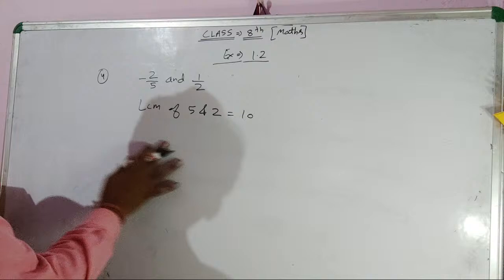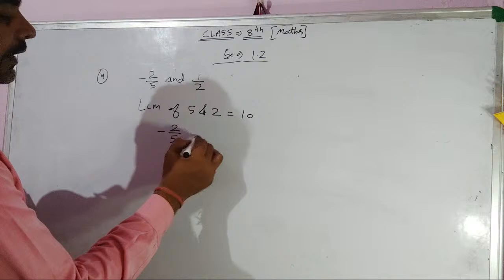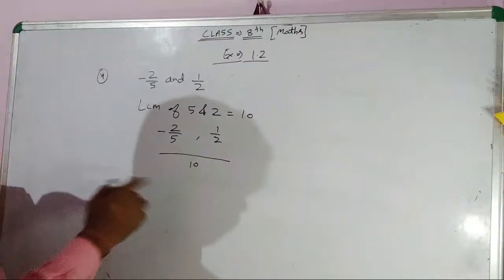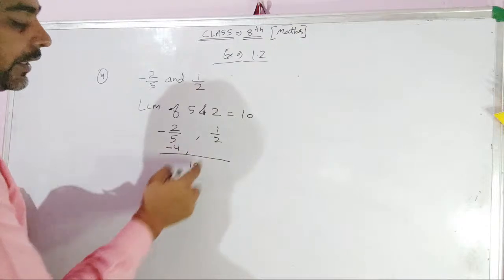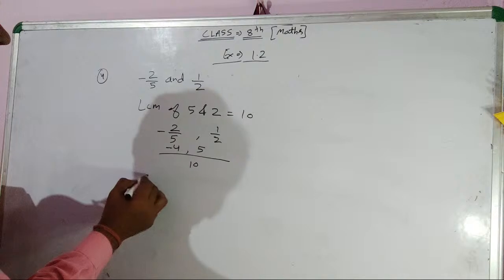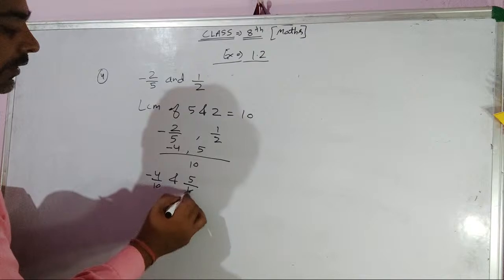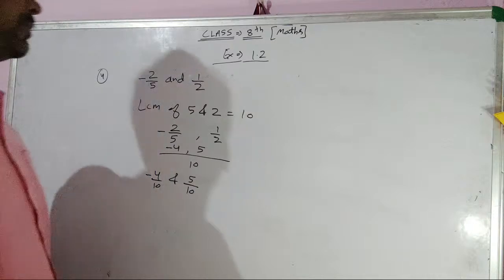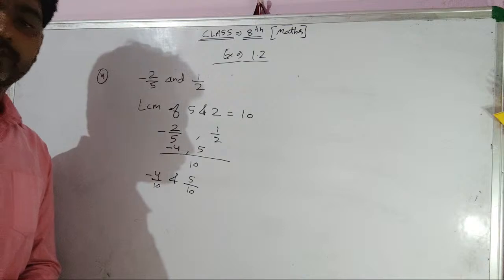Look how. You can also do it like this: -2 by 5 and 1 upon 2. You take the LCM as 10. Now 10 divided by 5 gives you 2, and 2 multiplied by -2 gives you -4. Then 10 divided by 2 gives you 5, and 5 multiplied by 1 gives you 5. That is -4 upon 10 and 5 upon 10. So all the rational numbers which lie between -4 upon 10 and 5 upon 10 give you the rational numbers between -2 upon 5 and 1 upon 2. Now look here.